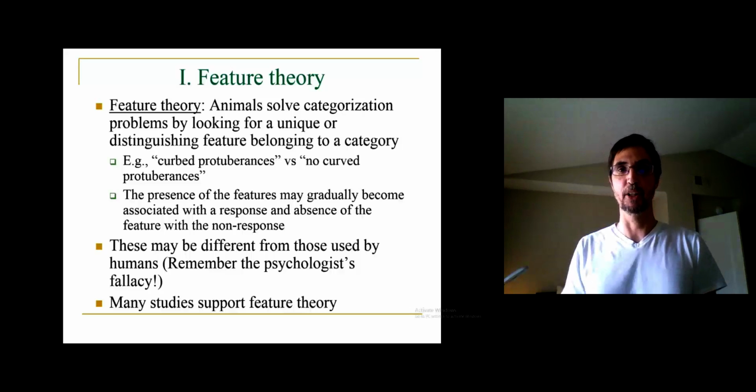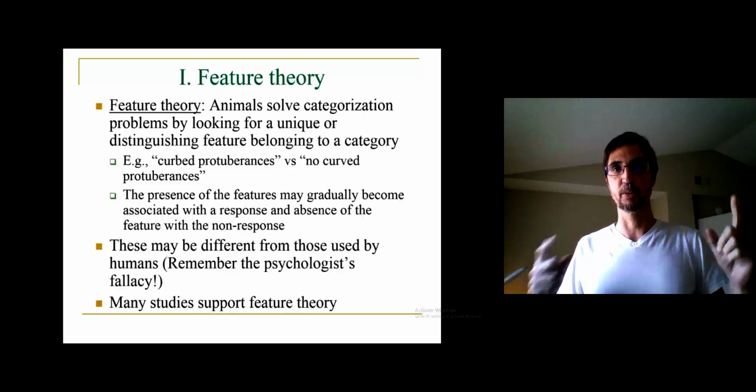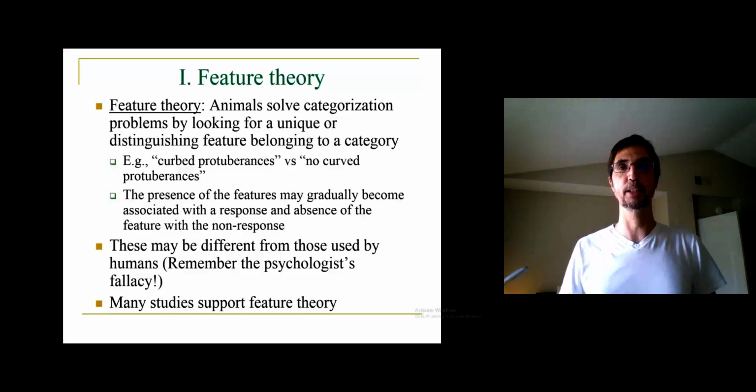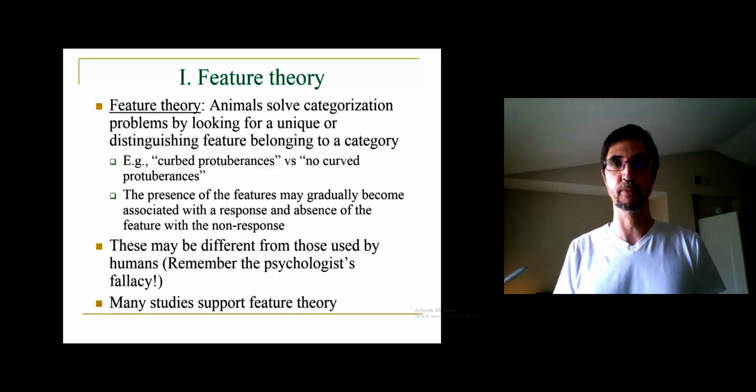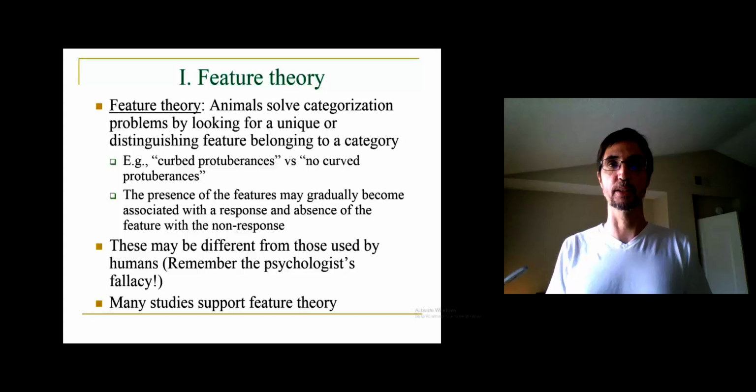There would be a process of learning involved here. The presence of the features may gradually become associated with a response, and the absence of those features would be associated with a no response. So the animal comes to learn that when you see curved protuberances, respond, and when you don't see them, don't respond. Again, these features may be different from the ones that humans use to categorize the different types of leaves. Even if humans and animals can discriminate the different types of leaves, we may not use the same processes, or we might, but we can't just assume that the processes are the same.